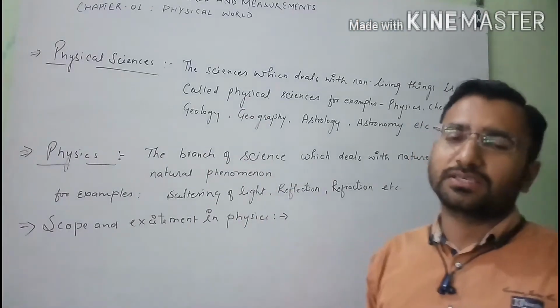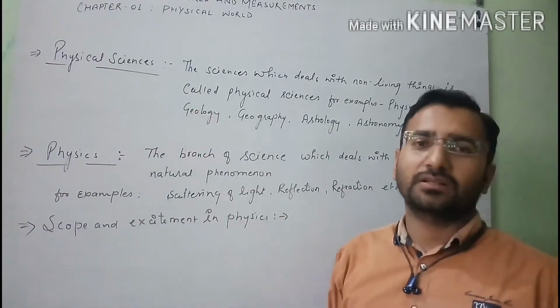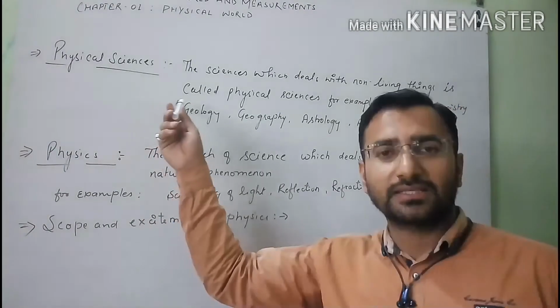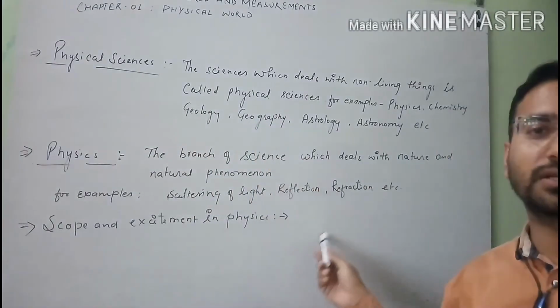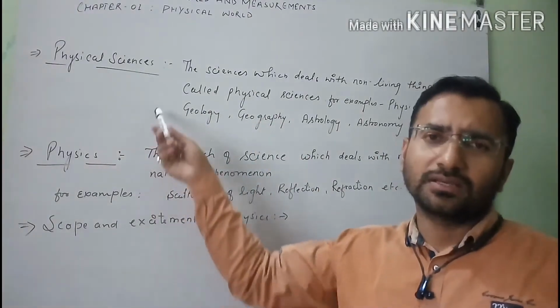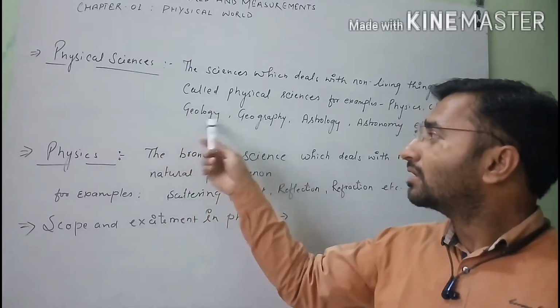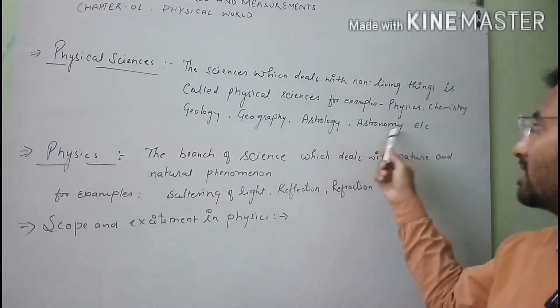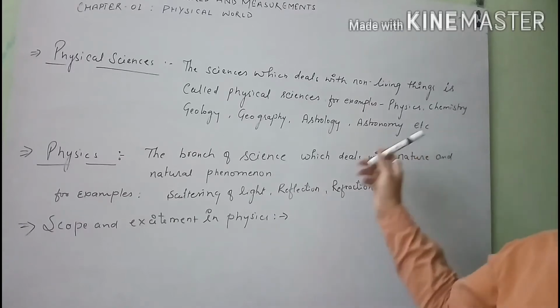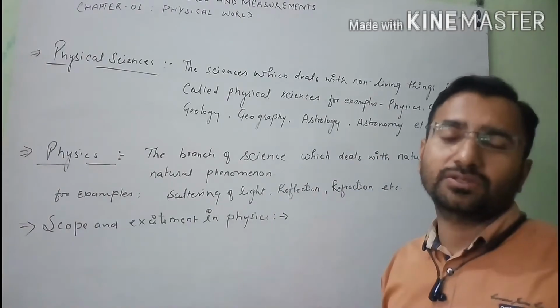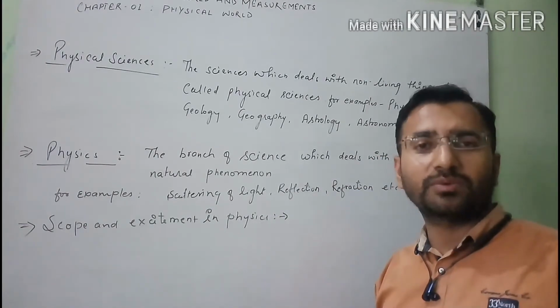So here, student, I have written the definition of physical science and physics. Sciences which deal with non-living things are called physical sciences. Examples of physical sciences are geology, geography, astronomy, astrology, physics, chemistry. After this I have written the definition of physics. You know that it is very common for you.